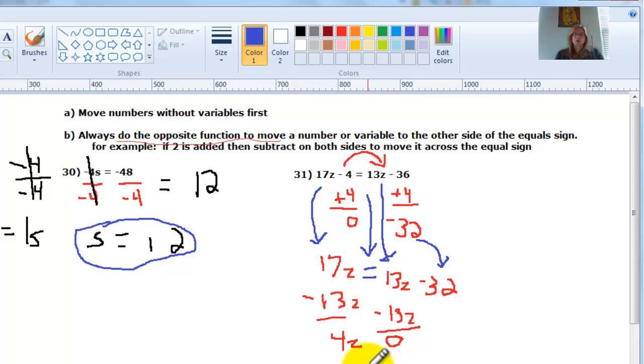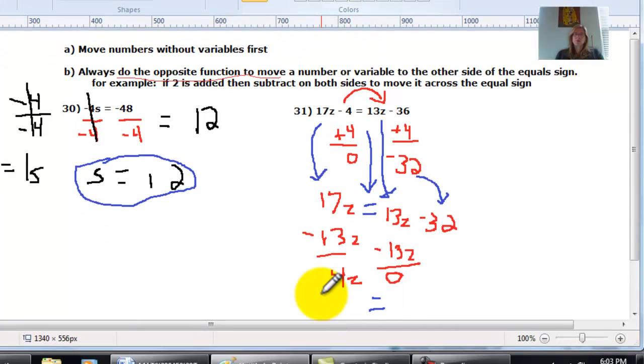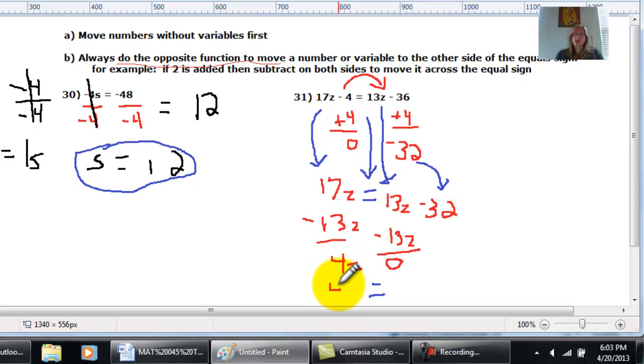Equals, no, we still have the equal, we have a 4z now, and we still have this negative 32 over here. So we write that down. We have now 4z equals negative 32. So this thing, it starts getting difficult to see. This is not a 2, this is the letter z. So we have a 4 times a z.